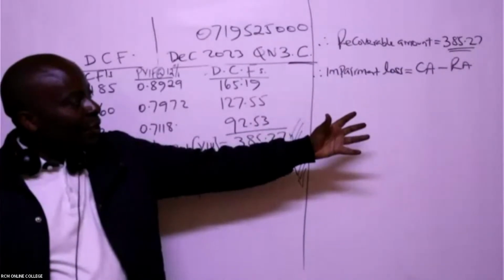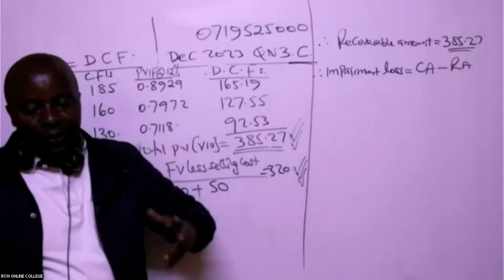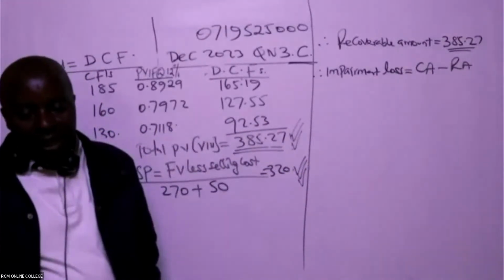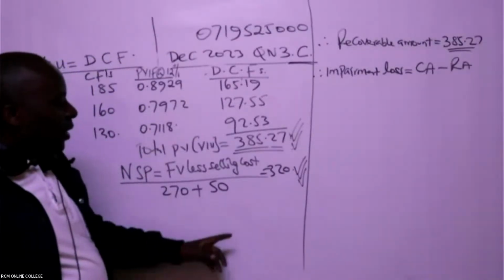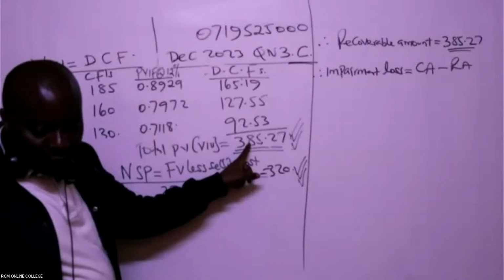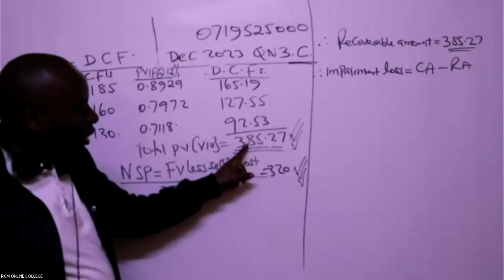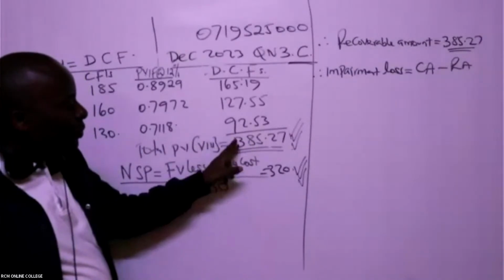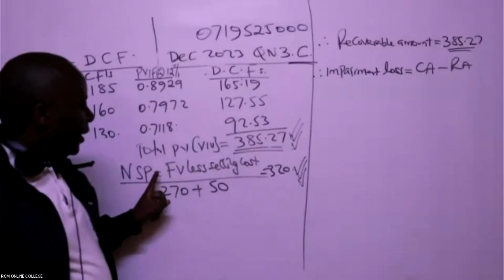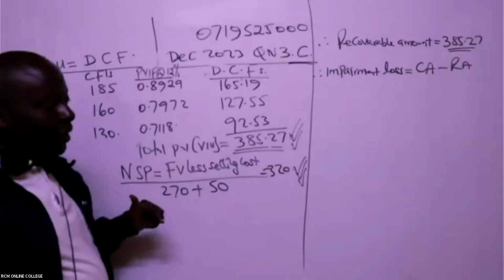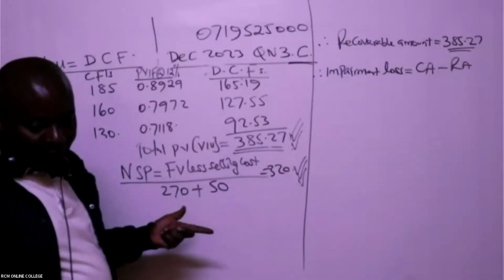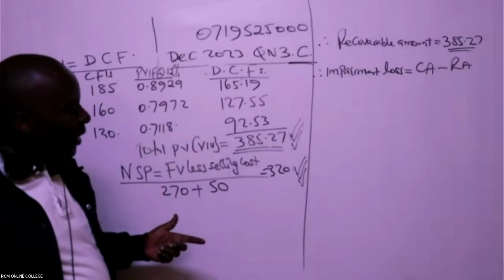Impairment loss is carrying amount minus recoverable amount. Carrying amount minus, is it not 320? I think there's a mistake here. Between the two, you see this 385, this is more. The value in use is more than, in this case here, the net selling price. So you always pick the higher. You always pick the higher.